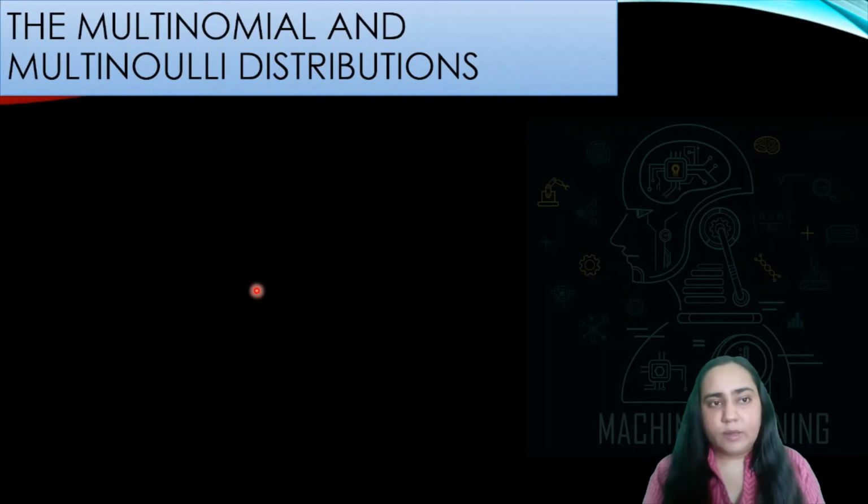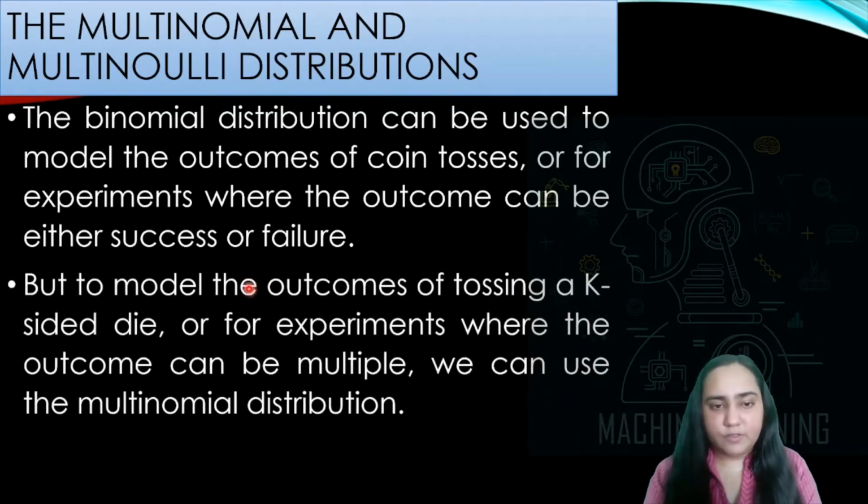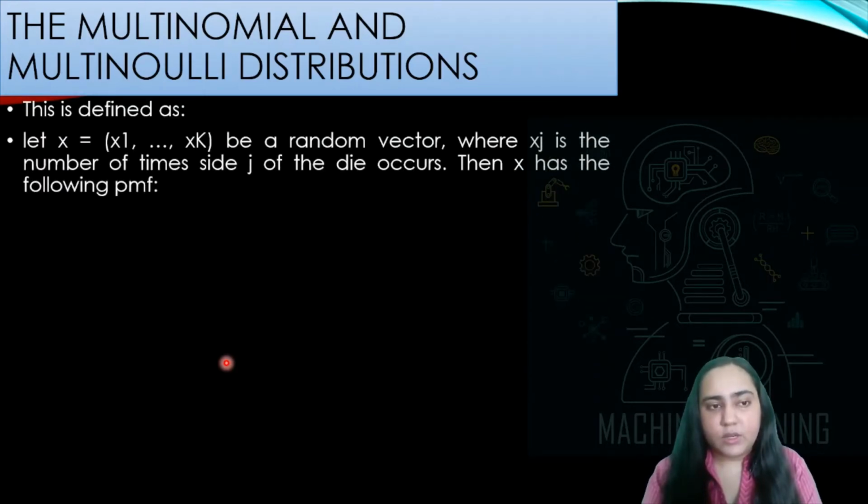Now, just like binomial distributions, you also have multinomial and multinoulli distributions. Binomial distribution can be used to model the outcomes of coin tosses or experiments where the outcome can be either success or failure. But if you want to model outcomes of tossing a k-sided die, which has 6 sides or something like that, or experiments where outcomes can be multiple, then you can use multinomial distributions. Binomial distribution is only for 2 outcomes, but if you have multiple outcomes, you can use multinomial distribution, and you can define it like this.